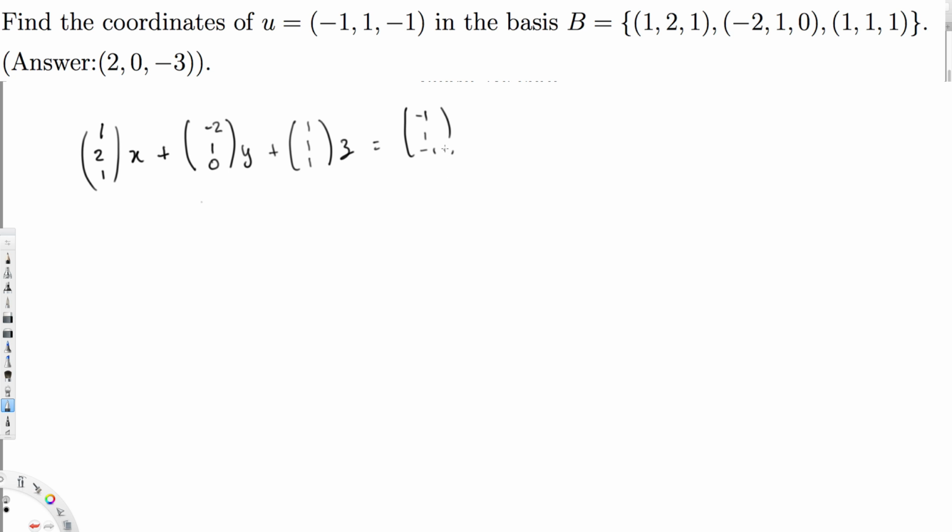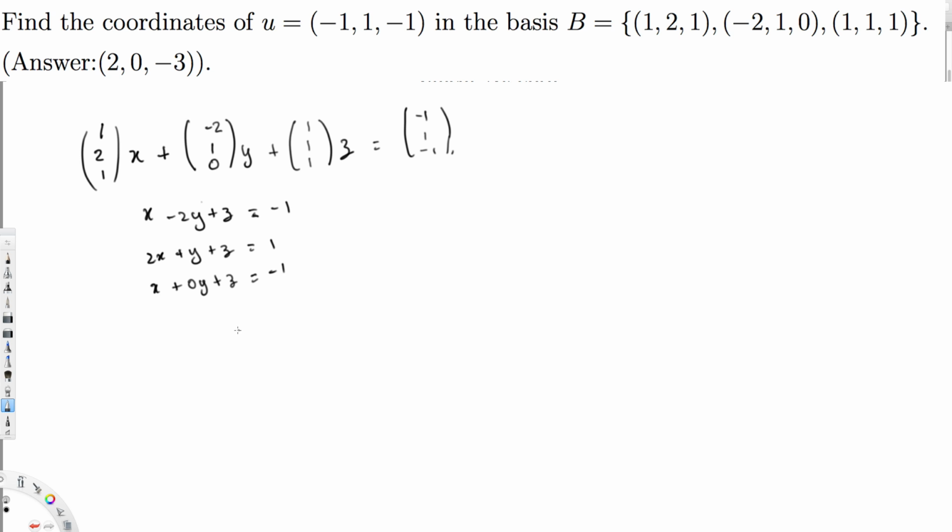Now I can create a set of equations. I simply multiply these values with x, y, z and create three equations. The first is x minus 2y plus z equals minus 1. The second is 2x plus y plus z equals 1. The third is x plus 0y, you don't have to write it, but sometimes when we copy a matrix we may make a mistake, so to avoid that I copy it down as 0y, plus z, equal to minus 1.